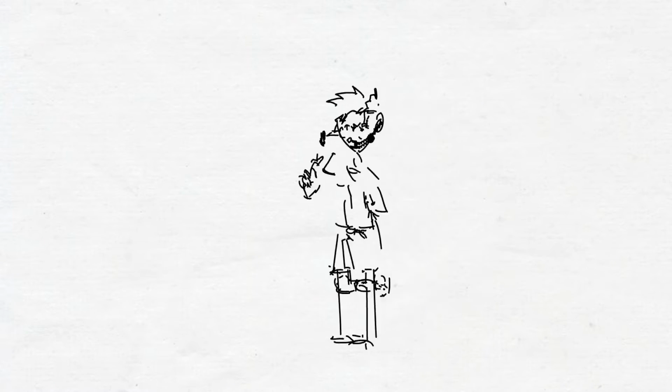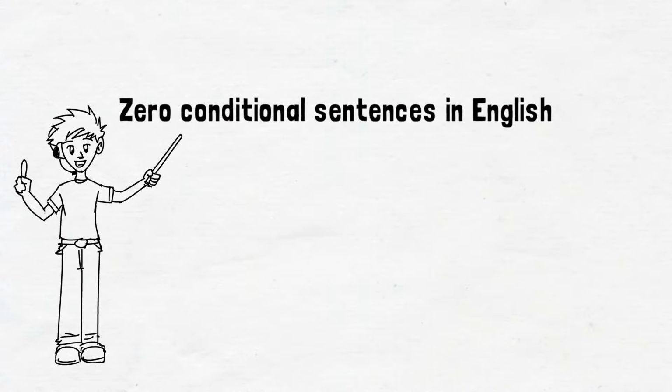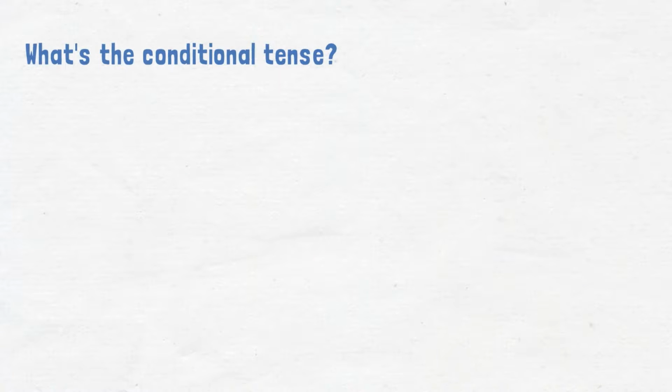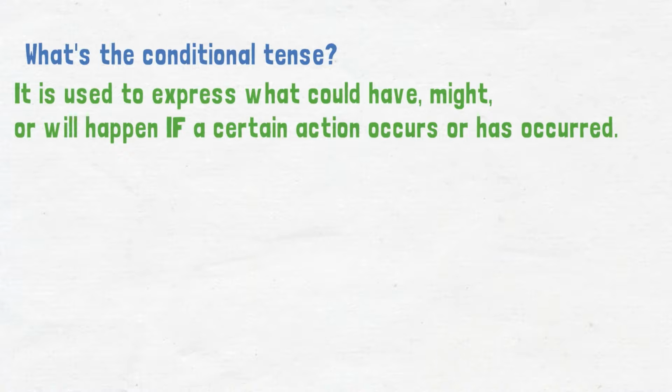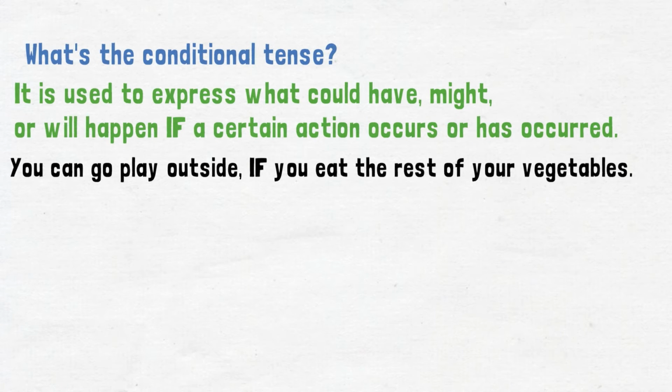Hey guys, this lesson is about zero conditional sentences in English. What's the conditional tense? In English, the conditional tense is used to express what could have, might, or will happen if a certain action occurs or has occurred. For example, mothers often say, "You can go play outside if you eat the rest of your vegetables."